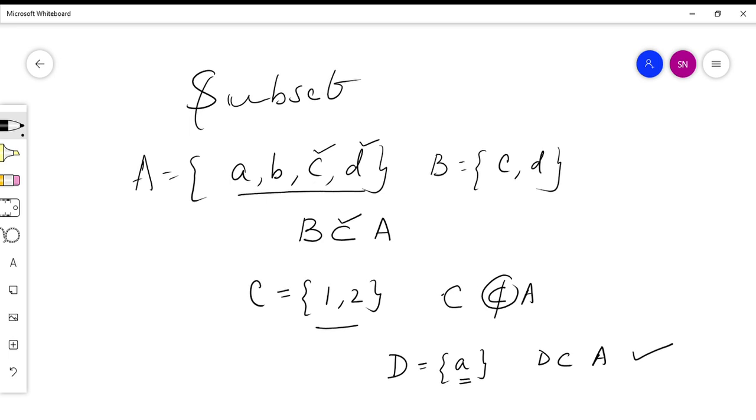Subset is nothing but a derived set. You will have a bigger set, and from that bigger set, you will derive or write a smaller set.